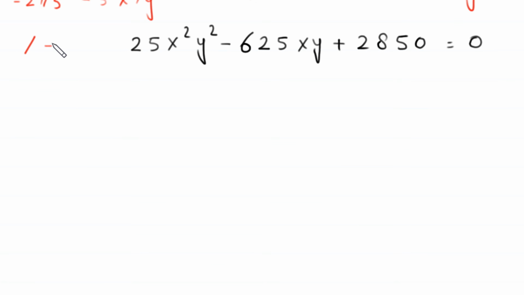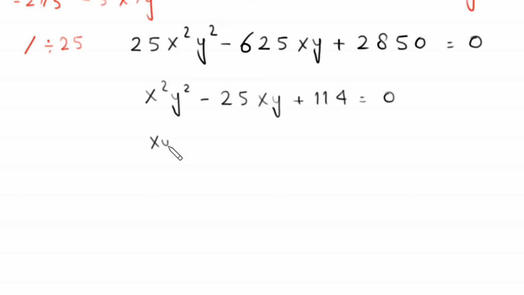If we divide the whole equation by 25, then this will become x squared y squared minus 25 times xy plus 114 equal to 0. This x squared y squared can be written as xy whole squared minus 25xy plus 114 equal to 0. Now this is a quadratic equation in xy and factorable.